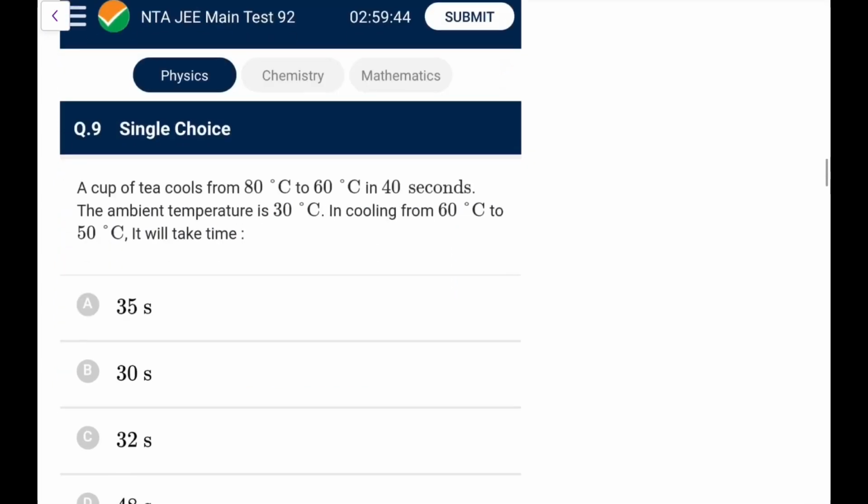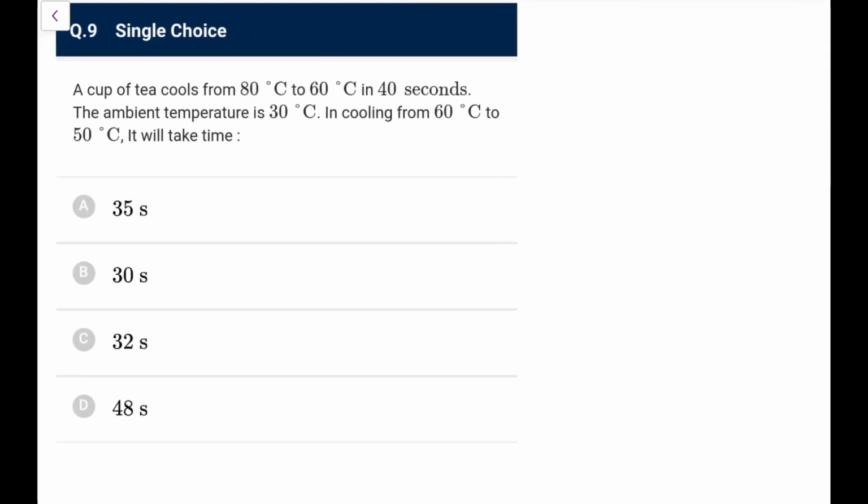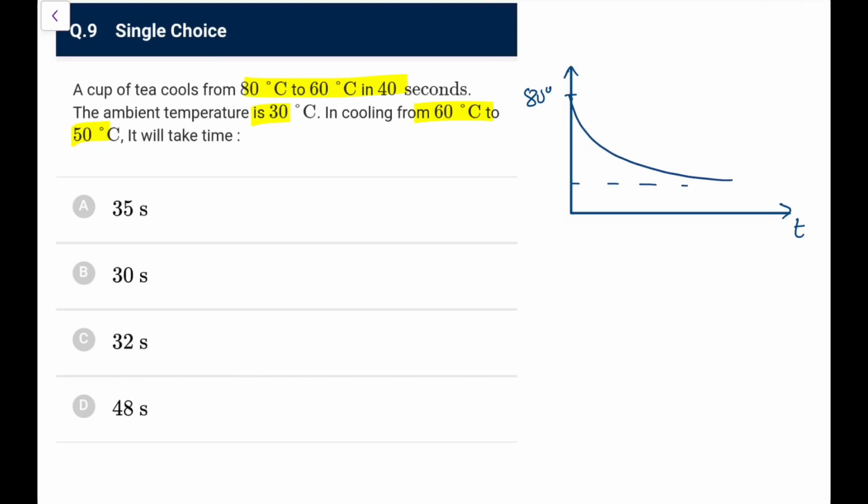Next one. A cup of tea cools from 80 to 60 in 40 seconds, and the surrounding temperature, ambient temperature, is 30. What time does it take to cool from 60 to 50? Let me represent it like this. This is temperature versus time. It starts with 80, and ultimately I know it will reach this temperature which you call 30. For going from 80 to 60 it has taken some time, let's say delta t1, and now you have to find the time to go from 60 to 50, let it be delta t2. This is given, this is unknown.